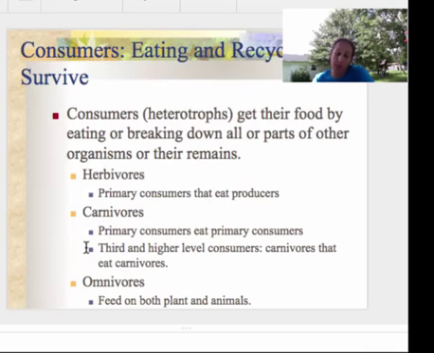Remember the other different types of vocabulary? We have herbivores, carnivores, and omnivores. Herbivores are primary consumers that eat producers. You have carnivores that eat primary consumers, and then we have third or higher level consumers, or carnivores that eat carnivores. Then you have the omnivores, and that's kind of like what we do, is we eat everything.